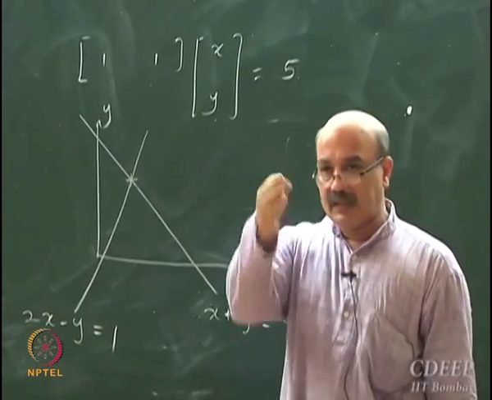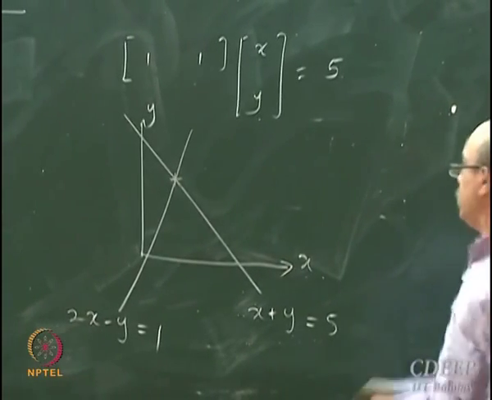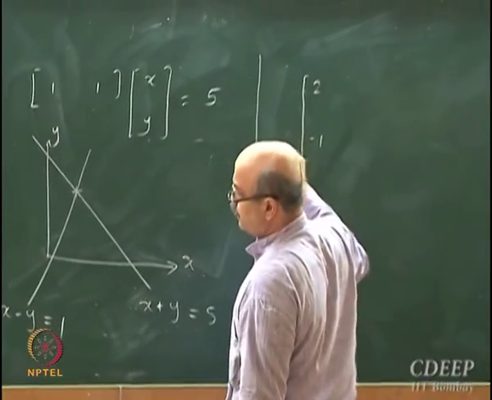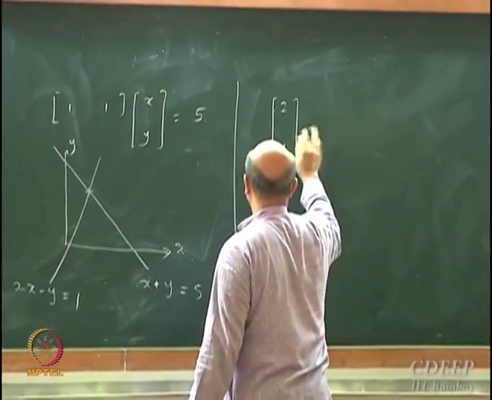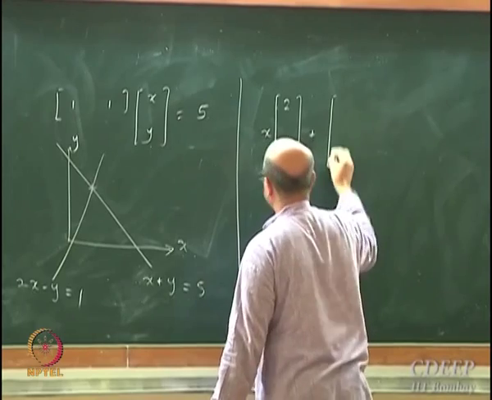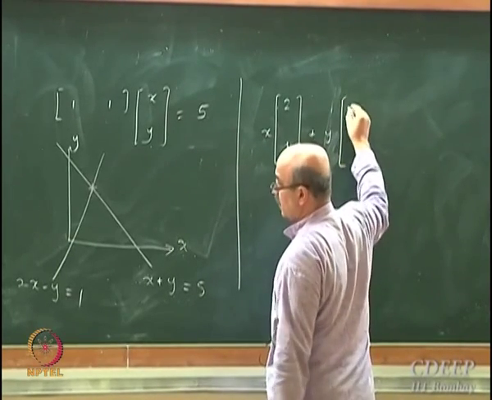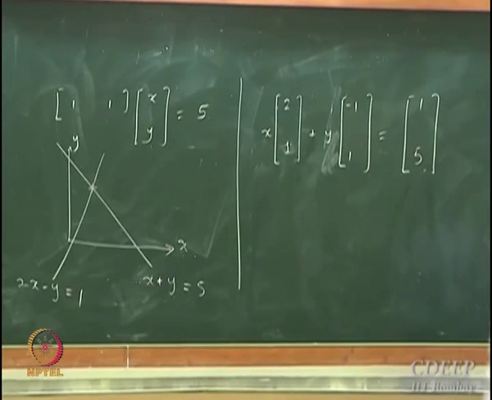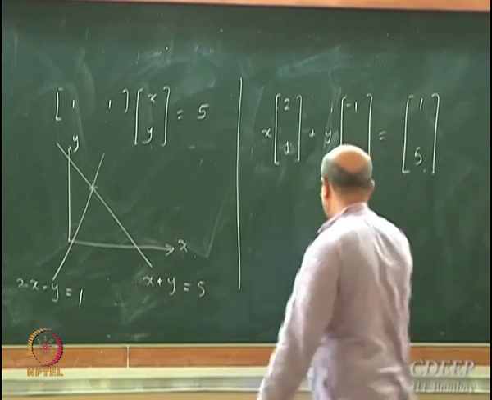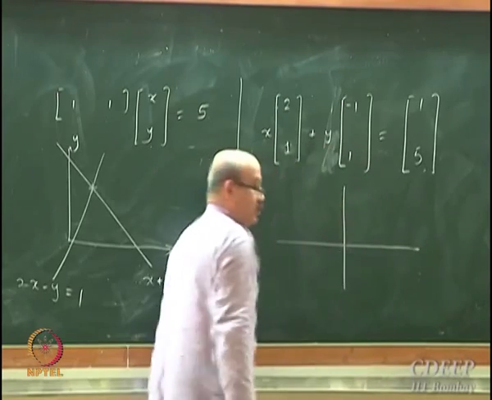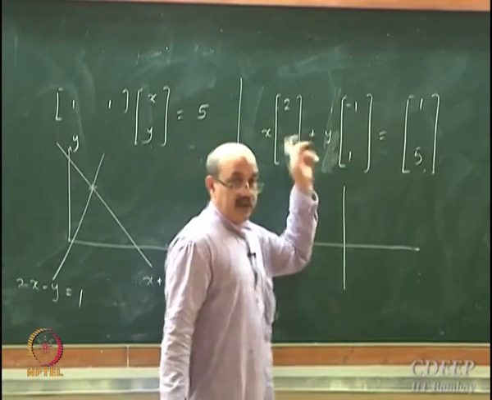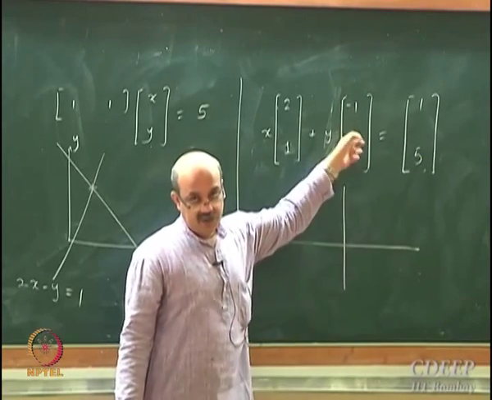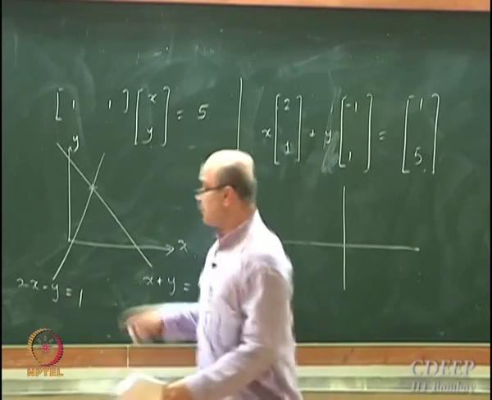That's what we know. The other interpretation is, of course, the column space interpretation, which is coming from vector addition. So I could view this equation as [2 1] times x plus y times [-1 1] is equal to [1 5]. This is the second equation, and here we are not drawing pictures in xy plane any longer. X and y are coefficients by which these two vectors add to give you the third vector. So this is your vector addition. And this picture is, I will call this, so this is row picture.